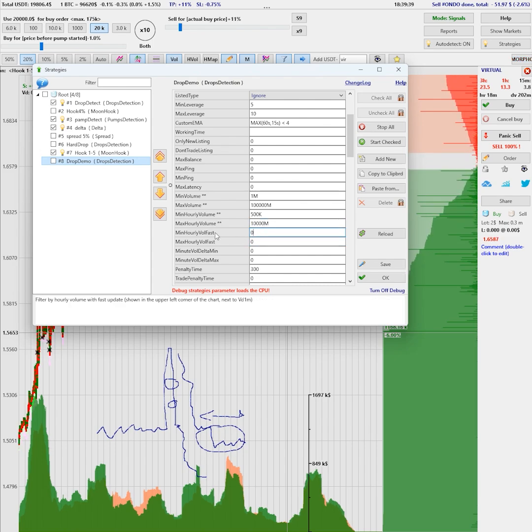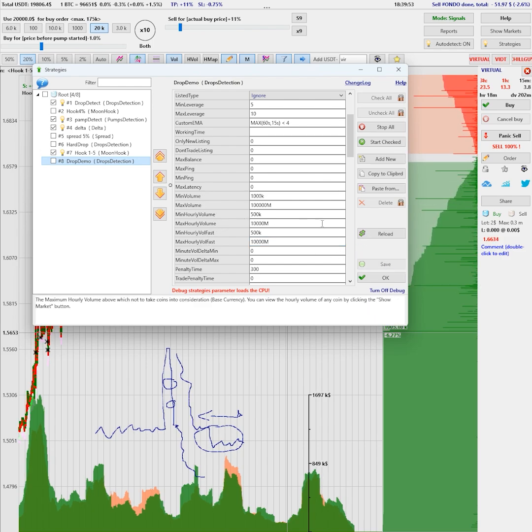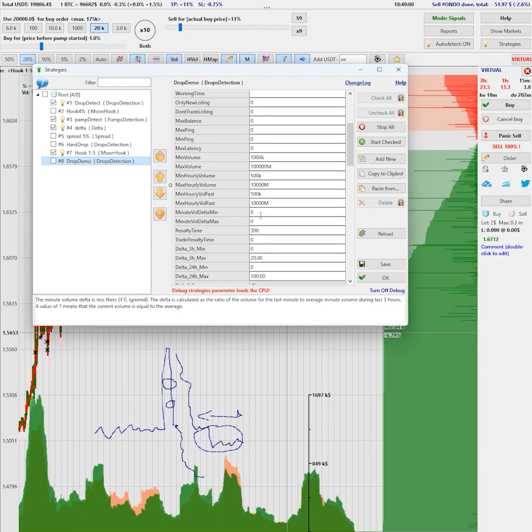Minimum hourly volume fast and max hourly volume fast, I like to keep the same. Basically, it's a little bit faster calculation. I don't know why the Moonbot team decided to do two of these, but this is essentially fast updating volume. This is slow updating volume. Why not just keep the fast one? Maybe because it loads up the CPU too much or whatever. I don't know.